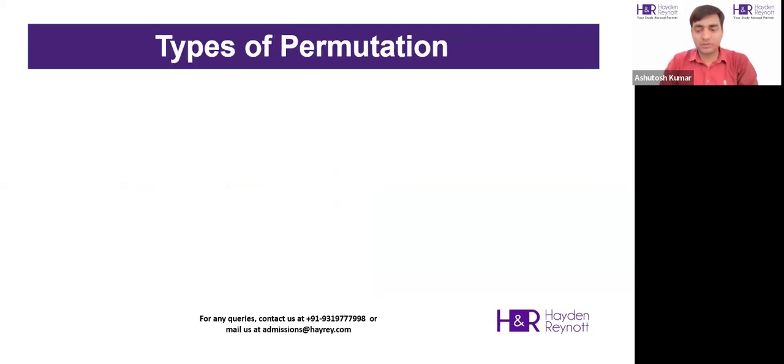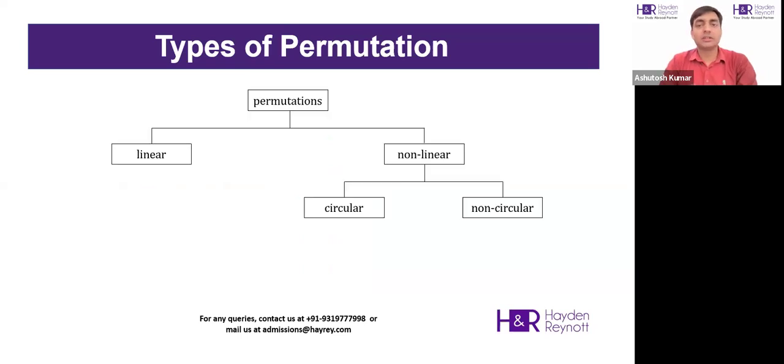Now, if we talk about the types of permutation that we have, there are two types of permutation basically, linear permutation and non-linear permutation. In non-linear permutation, there is circular permutation and non-circular permutation. So in linear permutation, you'll be getting questions where you have a line in which there are two or three or four people you have to arrange, or in general, it's just the number of ways in which you have to arrange something in a line. Okay, so if you read the question, you'll find out that I have to do something like this.